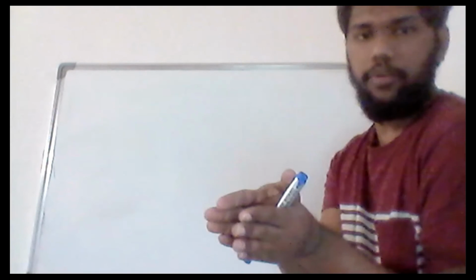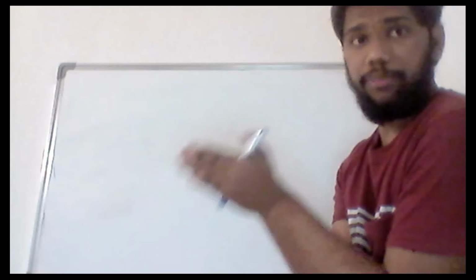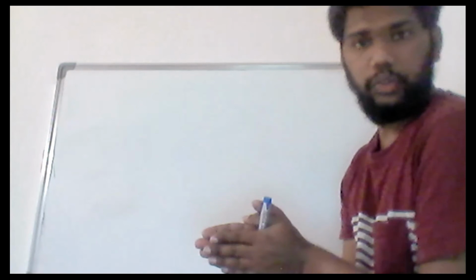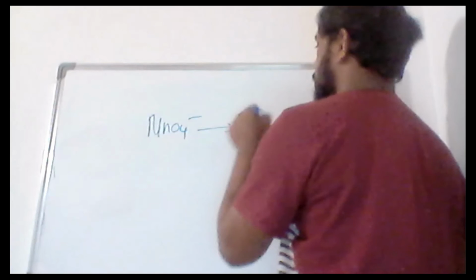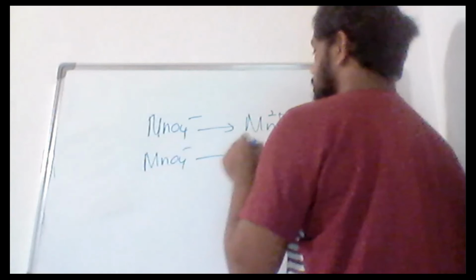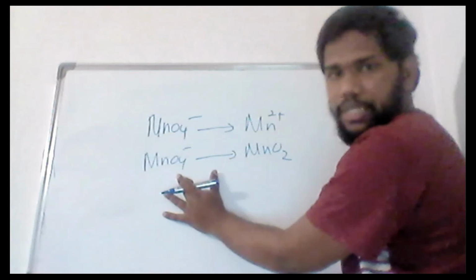Okay, the idea that you should know here is MnO4⁻ in acidic media goes to Mn²⁺, reduced. There is a difference of +5 oxidation state. And in basic media, it goes from MnO4⁻ to MnO2. That is the idea. So you can write down MnO4⁻ to Mn²⁺ and MnO4⁻ to MnO2. Now this happens in acidic media, this happens in basic media.